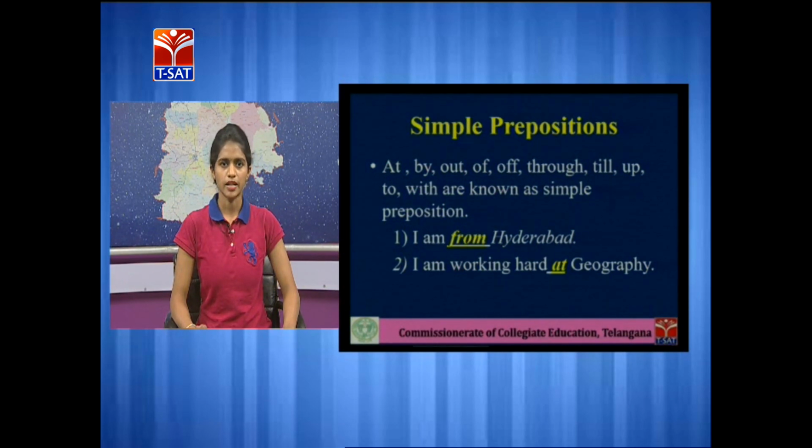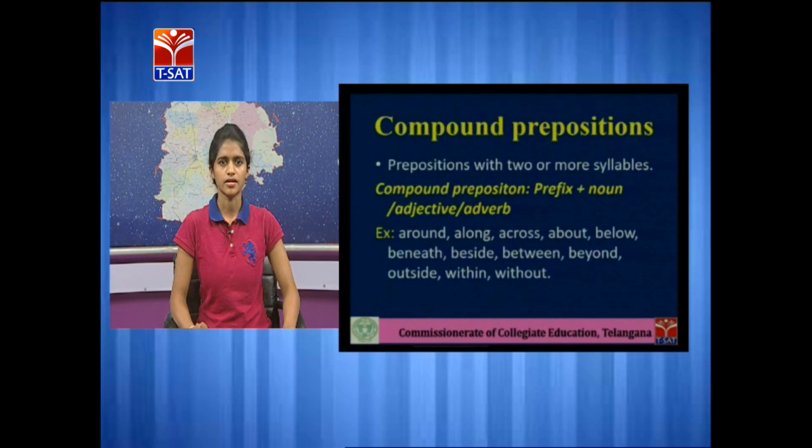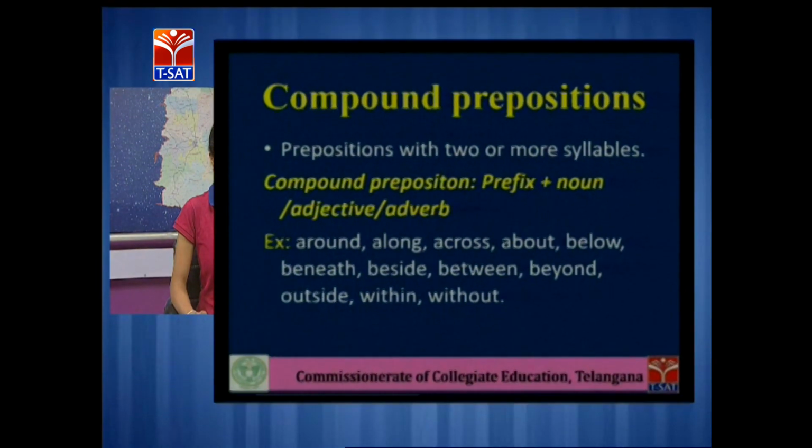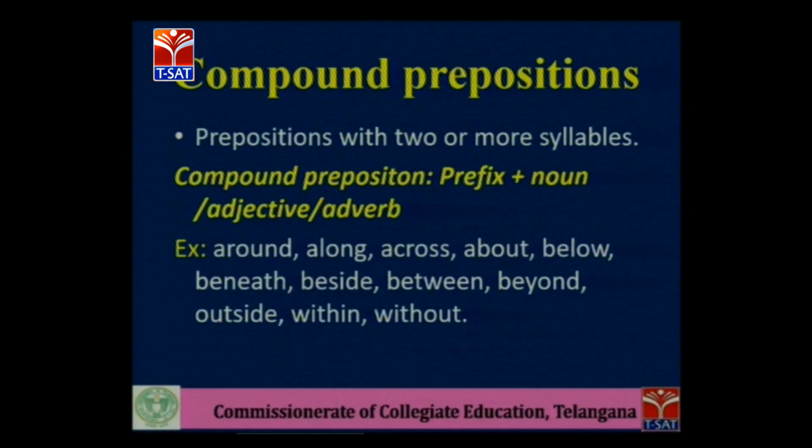And we'll move on to the next type of preposition, that is compound prepositions. So what is a compound preposition? Prepositions with two or more syllables come under compound prepositions. Usually compound prepositions contain a prefix, noun, adjective or adverb. The examples for compound prepositions can be around, along, across, about, below, beneath, beside, between, beyond, outside, within and without. And we can find that all the words given here have two or more syllables.